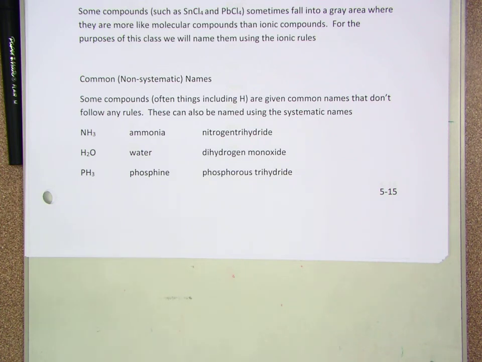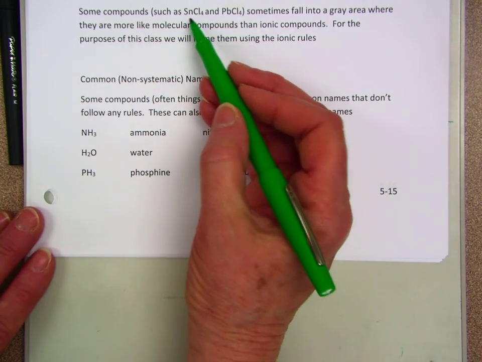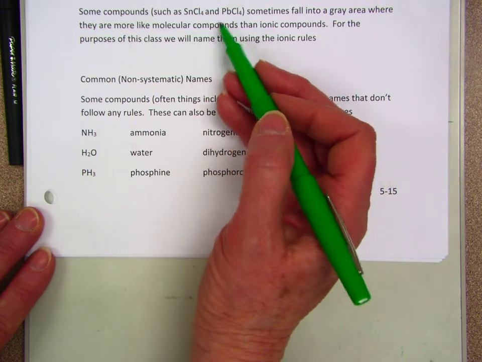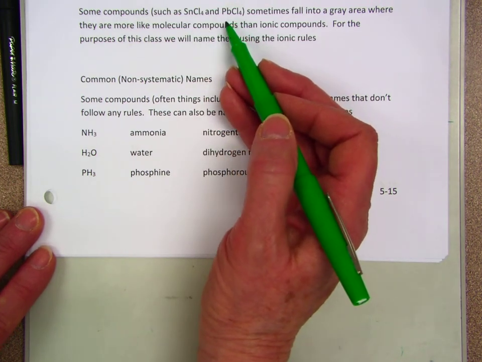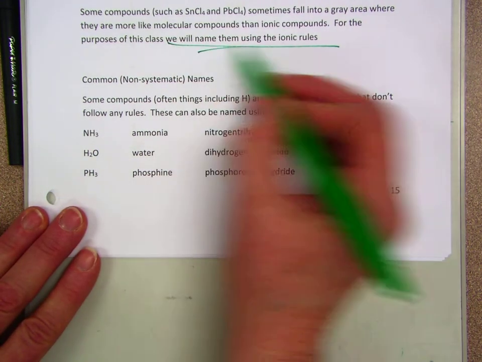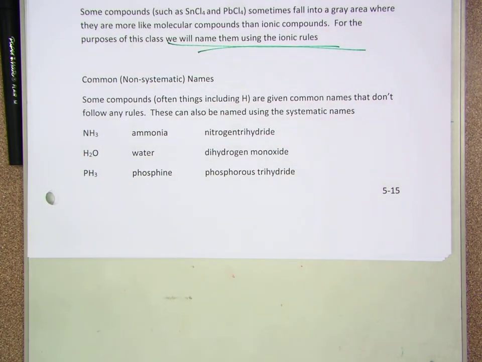Now, there are a few compounds that fall into sort of a gray area where we look at them and they should be ionic because they have a metal and a nonmetal, but they really behave kind of like molecules. And tin tetrachloride or lead tetrachloride, which we would call tin(IV) chloride and lead(IV) chloride following the ionic rules, kind of fall into that gray area. For this class, we'll name them using the ionic rules, even though we may talk about them later as having some molecular properties.